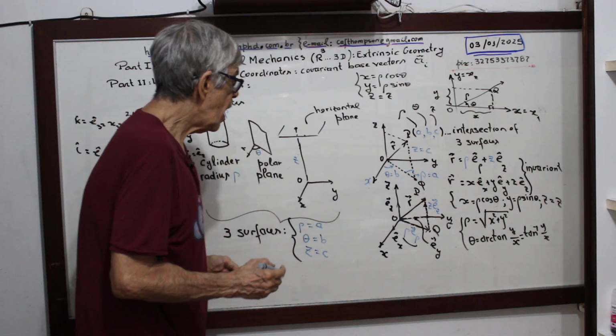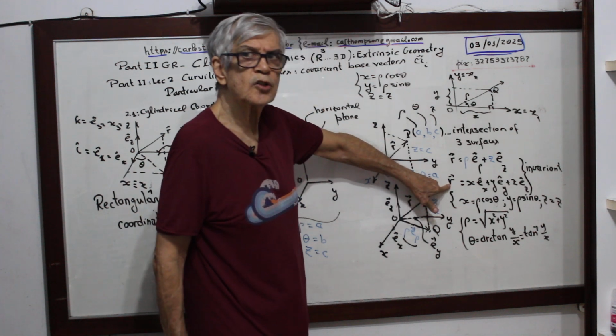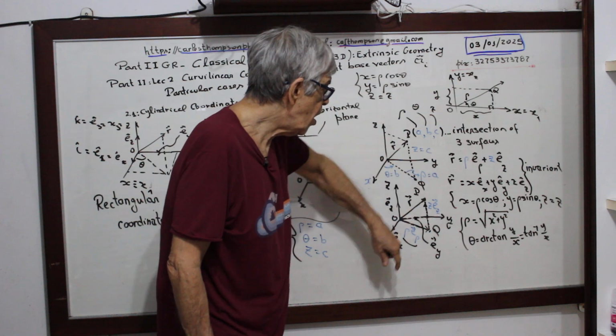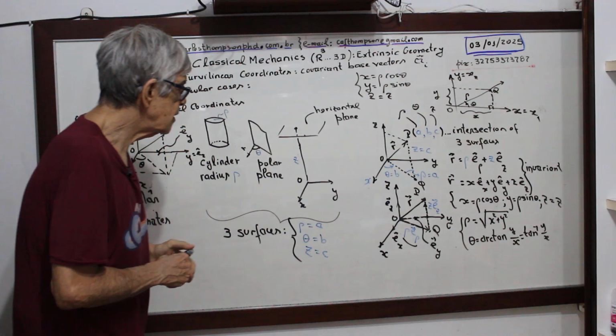Then I can represent the position vector in terms of the cylindrical coordinates. Okay, it's clear.